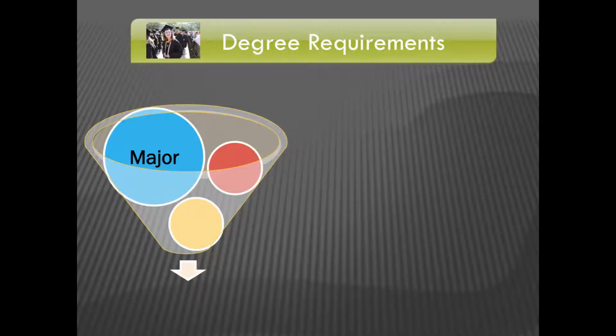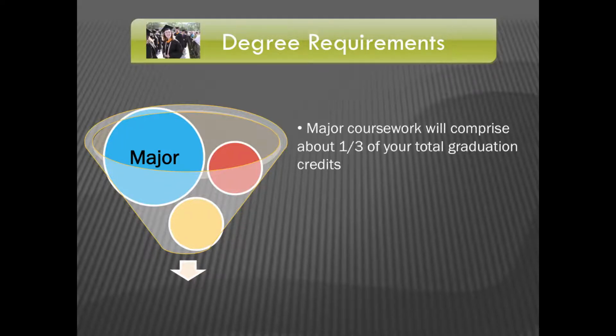The second grouping of courses is your major, a collection of coursework in a particular academic discipline designed to provide a coherent program of study in that area. The major program consists of about 1/3 of the total number of credits needed for graduation. Most majors require between 36 and 39 credit hours.